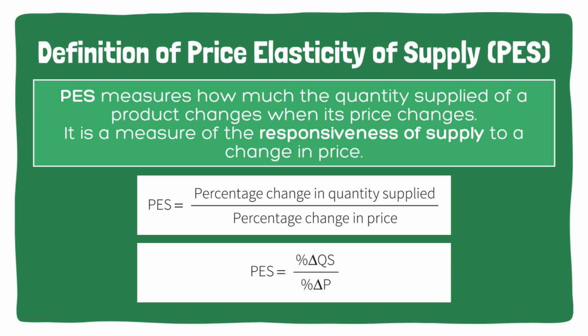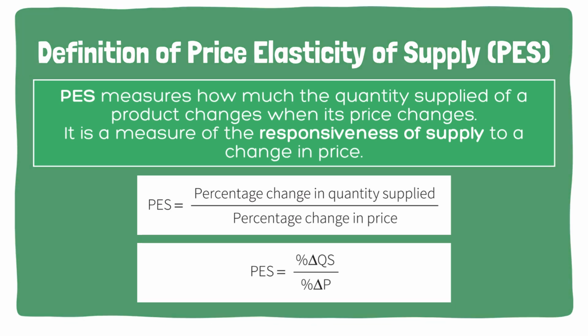The formula for PES is the percentage change in quantity supplied divided by the percentage change in price, written as PES equals percent change in QS divided by percent change in P.